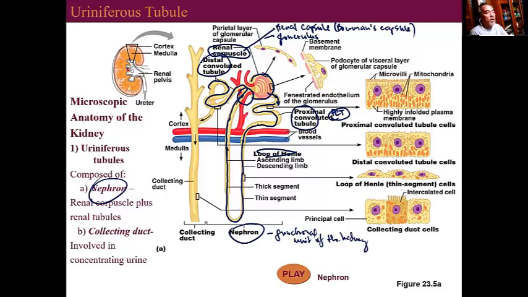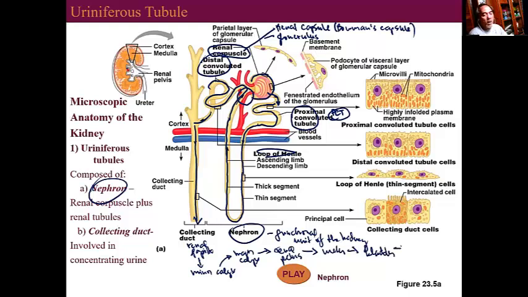So after the distal convoluted tubule, that connects to the collecting duct. And then from the collecting duct, it goes to the renal papillae. So a lot of collecting ducts connect to the renal papillae, and then it goes to the minor calyx, and then goes to the major calyx. And then after that, it goes to the renal pelvis. Then you have the ureter, then the bladder, then you have the urethra, and then go to the urethral orifice.